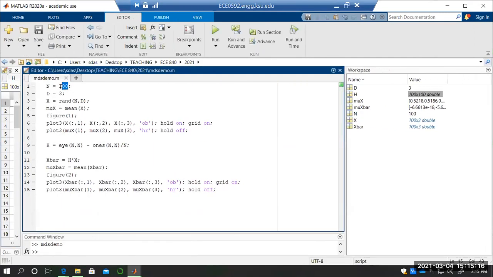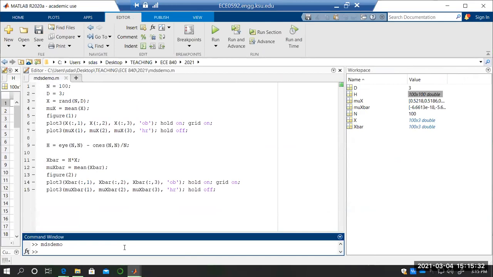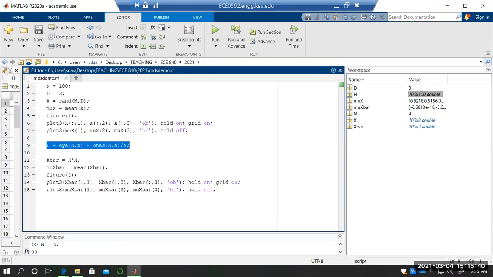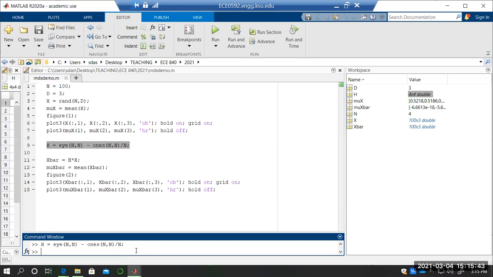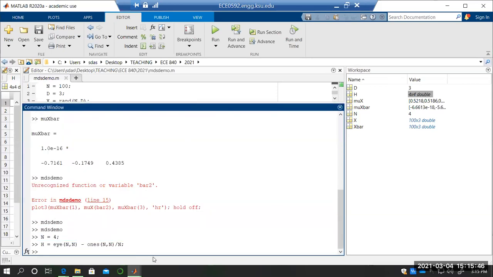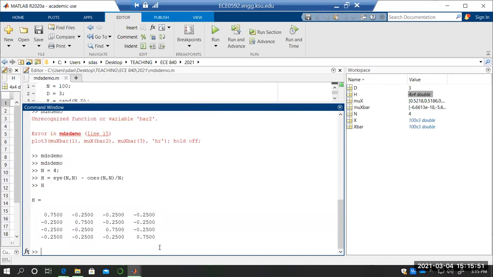In fact, let's take only 6 points. Well, why did I do this? Let me just see this. Let's say n equals, not 6 points, even just 4 points. And then I'll compute my H. So what's my H now? It's a 4 by 4 matrix. This is my H.